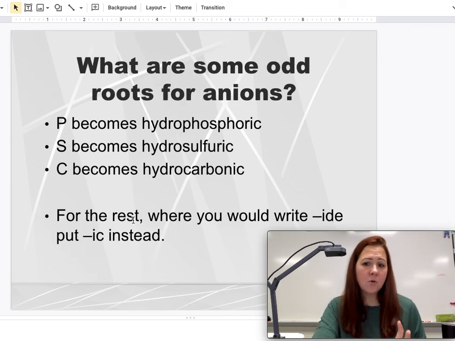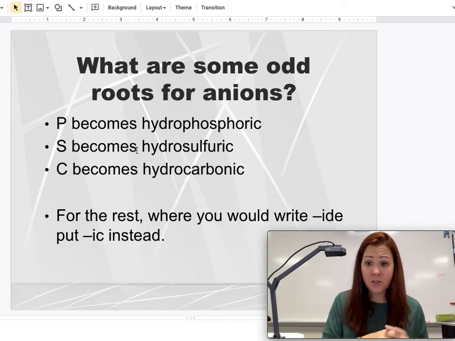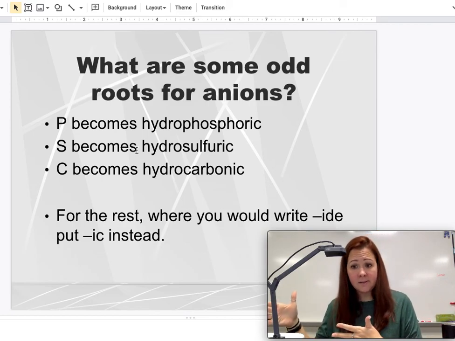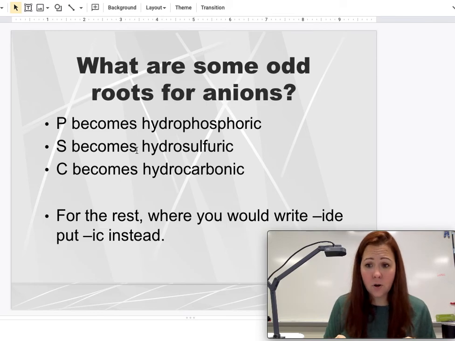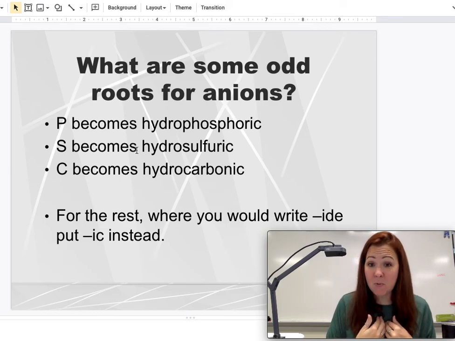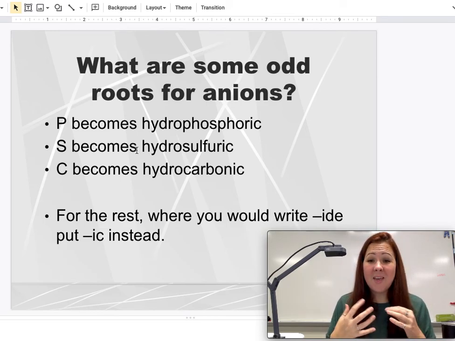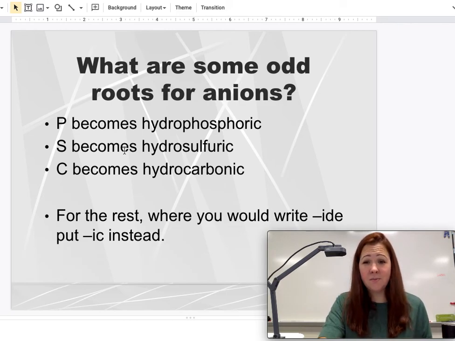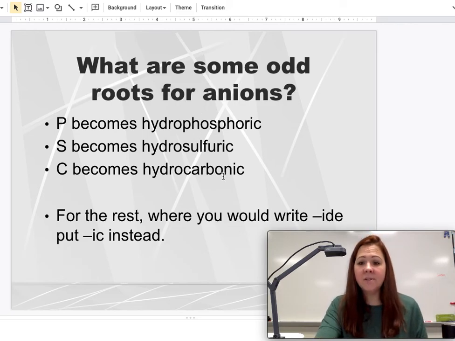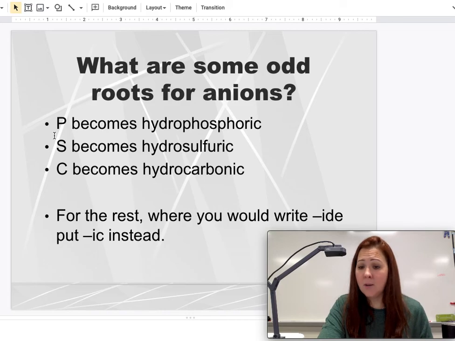So there are a few weird elements with these. As long as you follow the rules that I just talked about, hydroic acid, I will not count you wrong. However, I will write them correctly. They leave in the R's in these two and then the N in this one to make it flow a little bit better. So with these, like phosphorus, the OUS would go away, and normally you would put IDE.